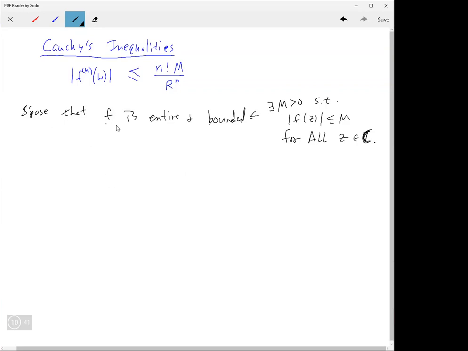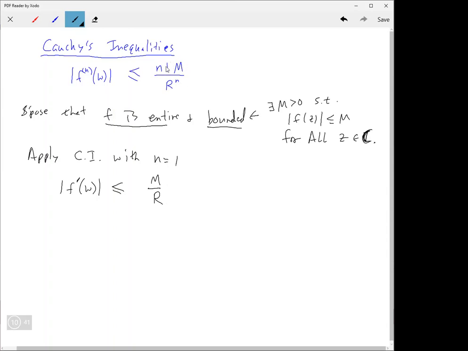So suppose f is entire and bounded. And I'm going to show you something really interesting. If we apply Cauchy's inequalities with n equal to 1, that would be M over r, right? So the modulus of the derivative is less than or equal to M over r.